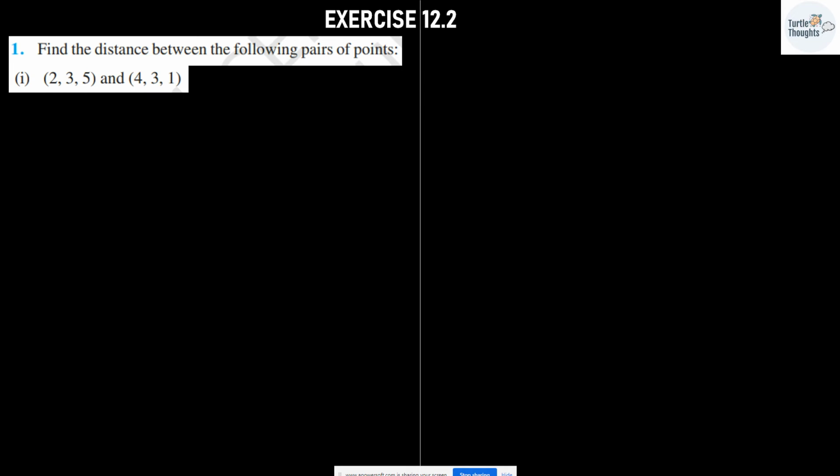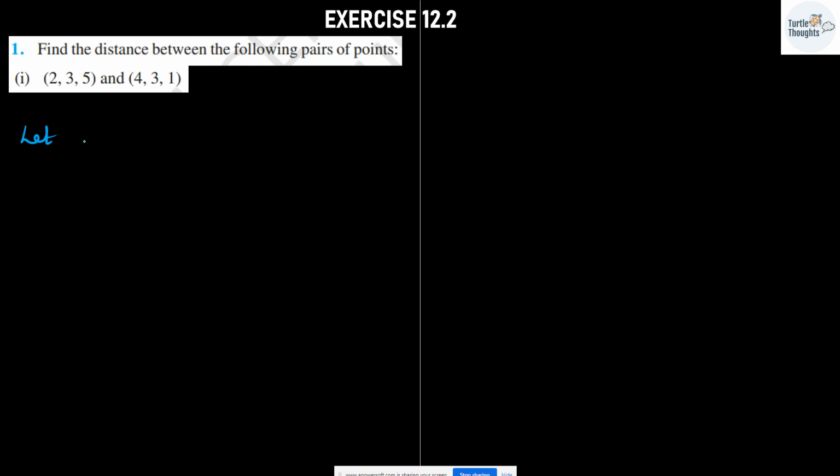Let me consider problems based on the same concept. Exercise 12.2, question number 1. Find the distance between the following pair of points. The points have been given as (2, 3, 5) and (4, 3, 1). So let us start the question by taking these points as A and B.